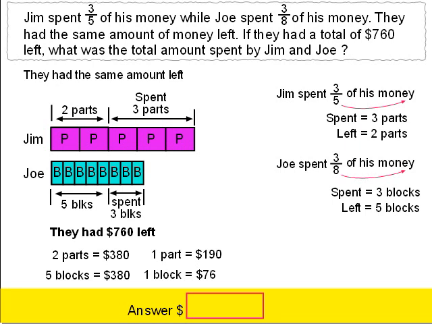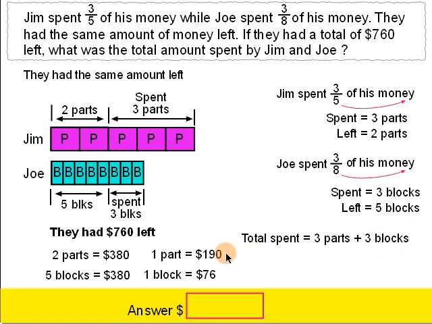Alright, as such. The question asked was, what was the total amount of money spent by Jim and Joe? Okay, look at the spend. He spent 3 parts and he spent 3 blocks. So we already know how to calculate. Alright, Jim and Joe spent a total of 3 parts and 3 blocks.